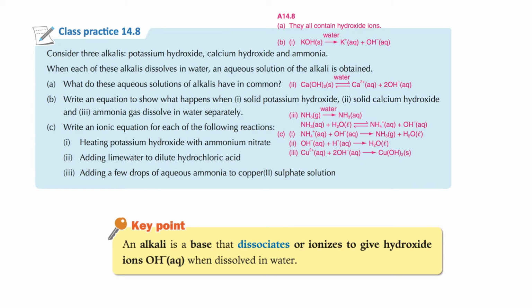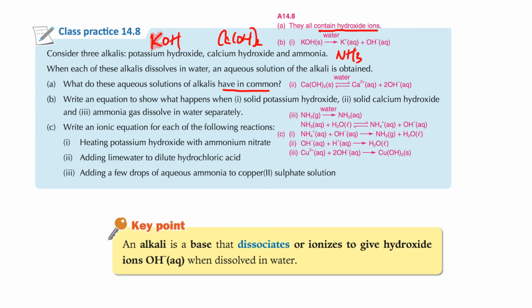So have a quick look at the class practice. We have KOH, calcium hydroxide, with ammonia right there. When we dissolve them in water, aqueous solutions of alkalines are produced. What do these aqueous solutions of alkaline have in common? In common, all of them, when we put in the solutions, should have OH minus. All of them will contain hydroxide ion.